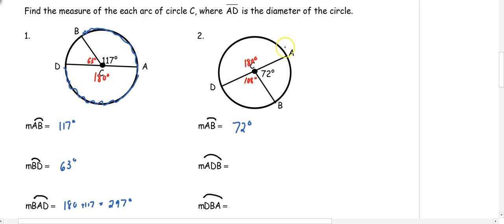Arc ADB, so A to D to B, is using this whole part. So we're going to do 180 plus 108, which gets us 288 degrees. And the last arc is BDA. Well, D and A is a diameter, so this has to be 180 degrees because it's a semicircle.